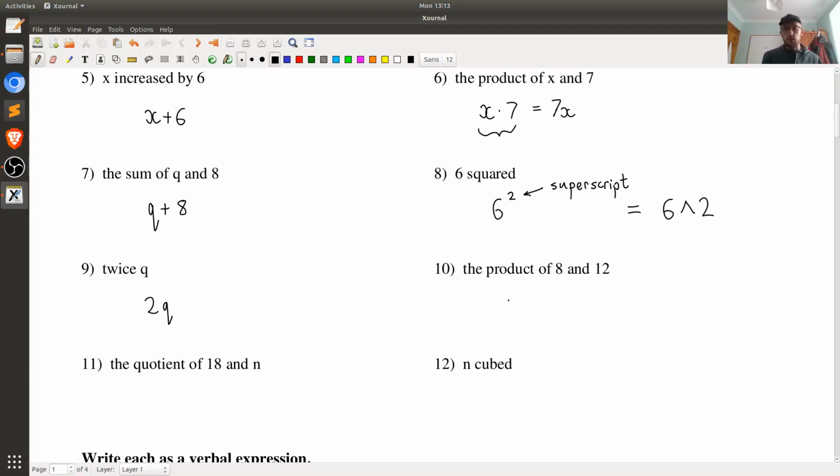The product of 8 and 12 is written 8 times 12. Don't write 8 followed by the dot in the middle of the line and then 12, because this looks too similar to 8.12, so don't write this. The quotient of 18 and n is written 18 over n, or 18 divided by n, or 18 / n. N cubed we write as n to the power of 3.